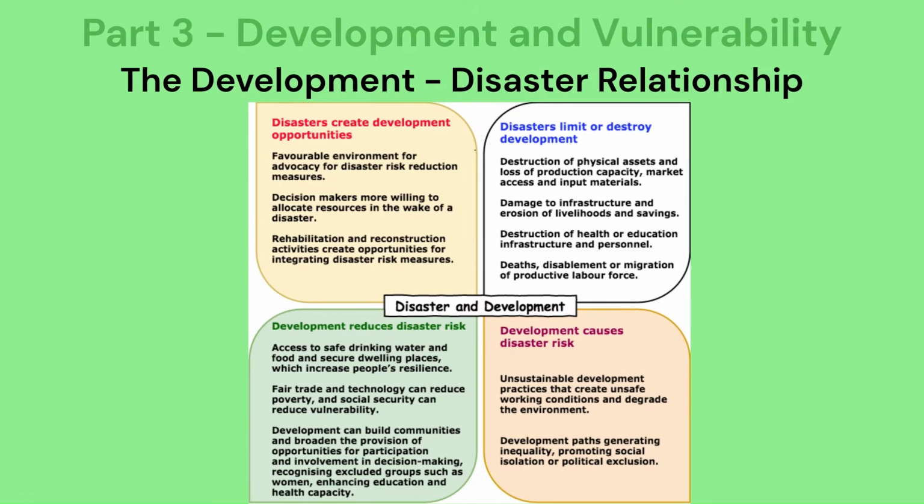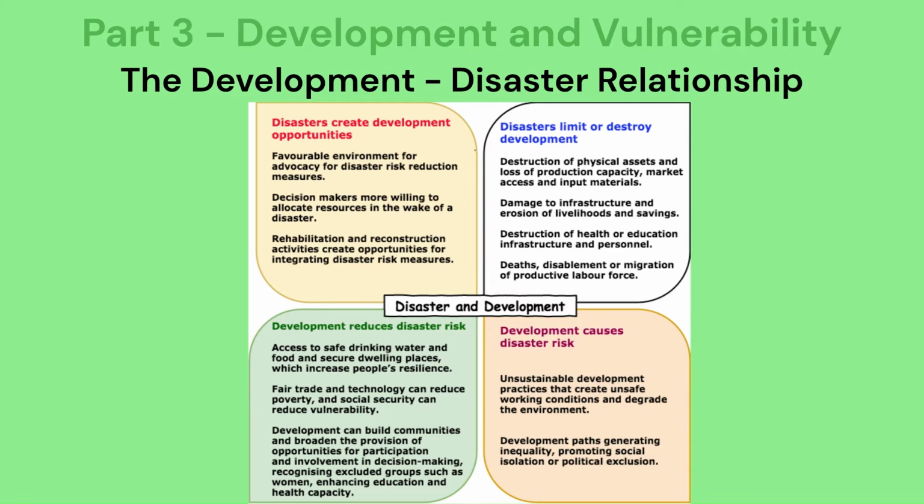This section will look at links between development and vulnerability. Firstly, the development-disaster relationship, as shown on the diagram. You should understand this relationship and be able to explain the factors involved, both economically and socially. Disasters can create development opportunities. In the wake of disasters, decision-makers can be more willing to make changes, knowing that it is necessary to protect the population. This development will include disaster risk measures and reduce vulnerability for the future.